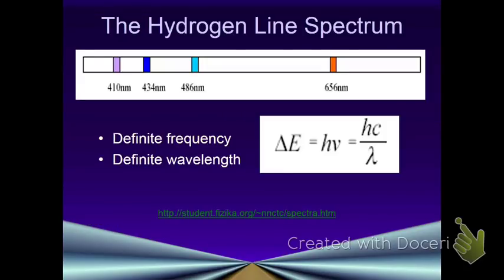So this is what the hydrogen line spectrum looks like. Those are specific wavelengths of the energy that's given off, and the colors correspond to the number of energy levels. Higher energy means that it absorbs more energy, and so it equates to a shorter wavelength. Okay, it has a definite frequency, a definite wavelength. Here is that equation that I just showed you, and how we can substitute.